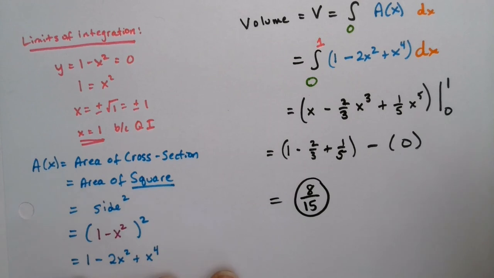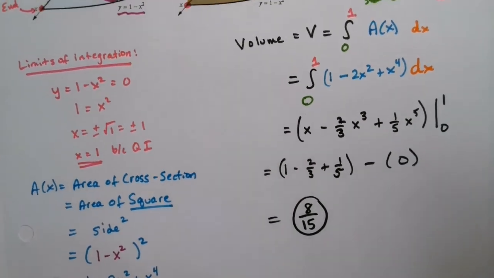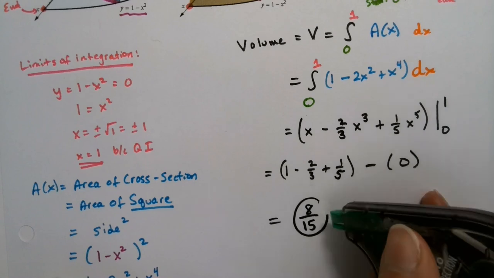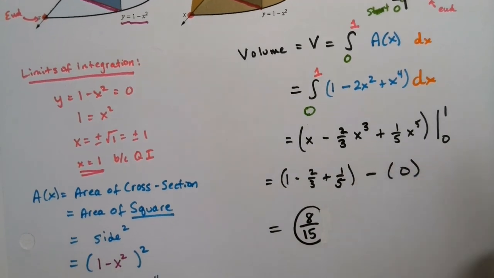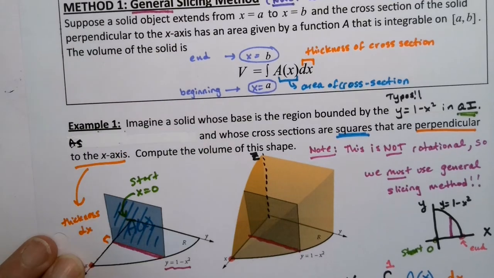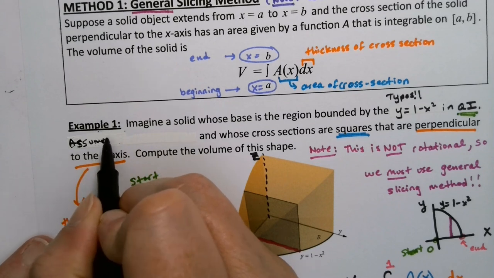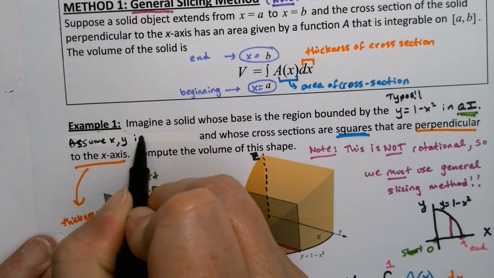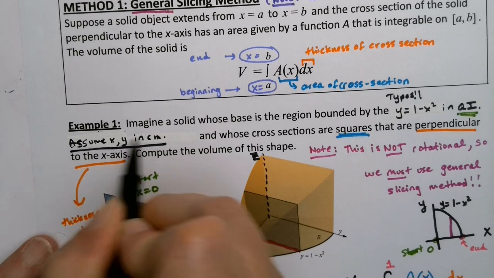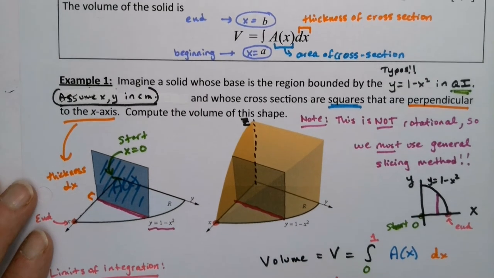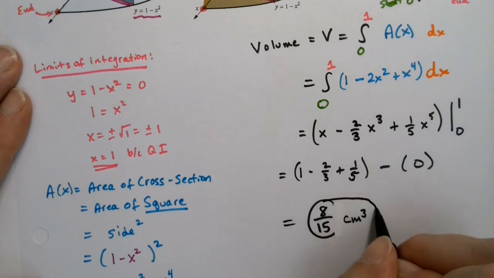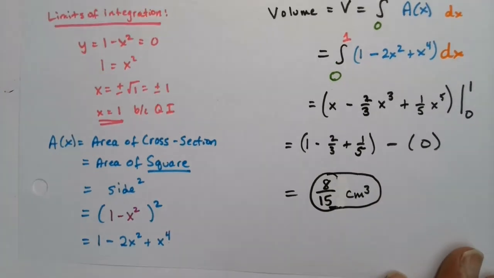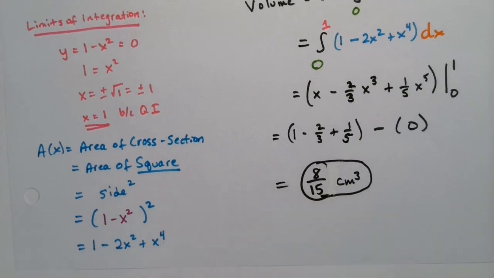Oh, volume. So if I gave units, which I did not, let's assume x and y are in centimeters. This is a terrible typo up here. All right, so x, y in centimeters. If that's the case, then what we found was volume, so that would be centimeters cubed. Because when you're finding volume, you're finding how many cubes would fit into this object.